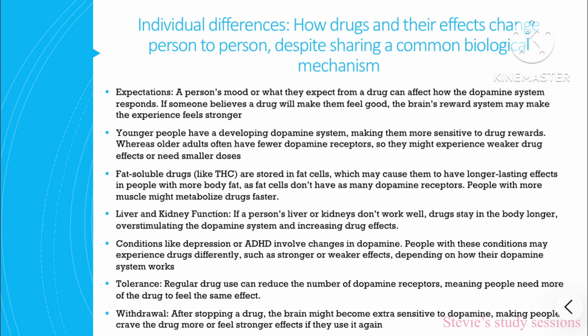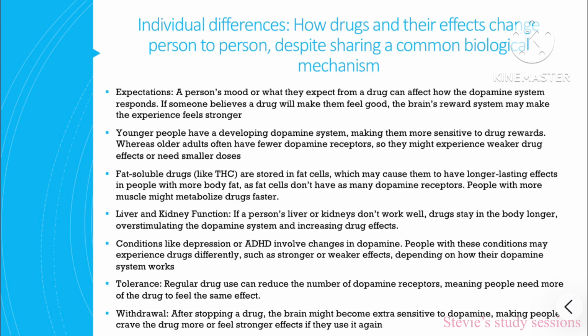Individual differences. How drugs and their effects change from person to person despite sharing a common biological mechanism. Expectations. A person's mood or what they expect from a drug can affect how the dopamine system responds. If someone believes that a drug will make them feel good, the brain's reward system may make the experience feel stronger. Younger people have a developing dopamine system, making them more sensitive to drug rewards, whereas older people often have fewer dopamine receptors, so they may experience weaker drug effects or need a smaller dose.